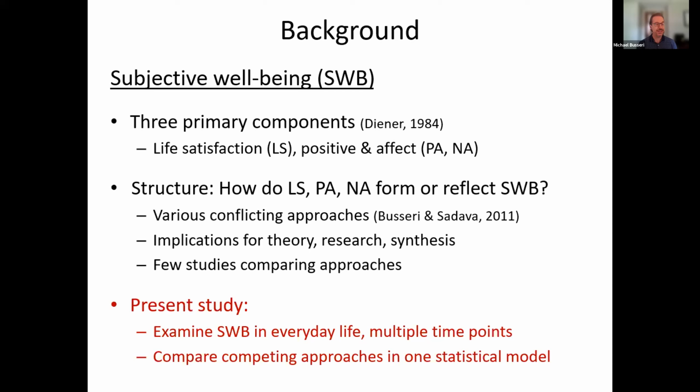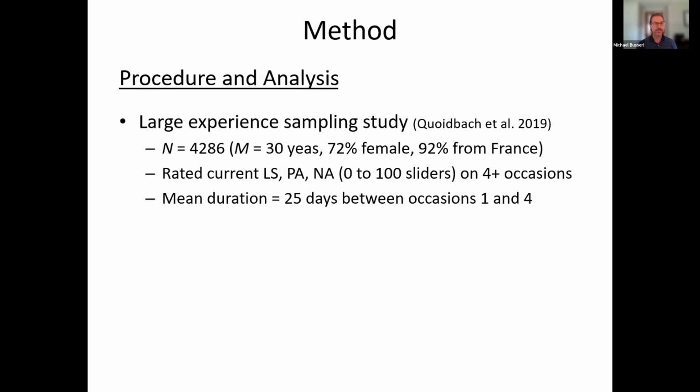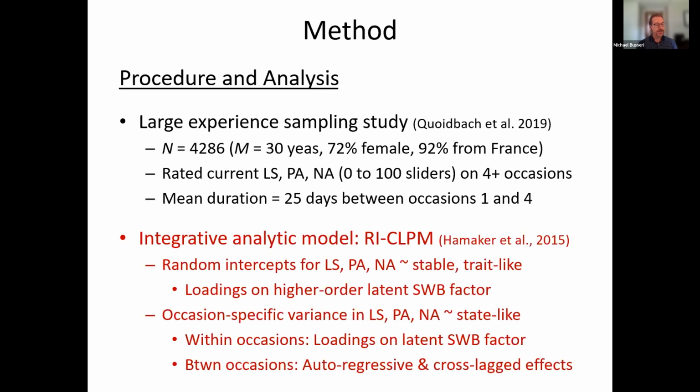With these issues in mind, the goal of the present study was to examine the structure of SWB in individuals' daily lives using an integrative analytic model. Drawing on data from a large-scale experience sampling study, we examined a subsample of participants who rated their current life satisfaction, positive and negative affect, at 4 or more occasions. We tested a random intercepts cross-lagged panel model based on an approach introduced by Hamaker et al.